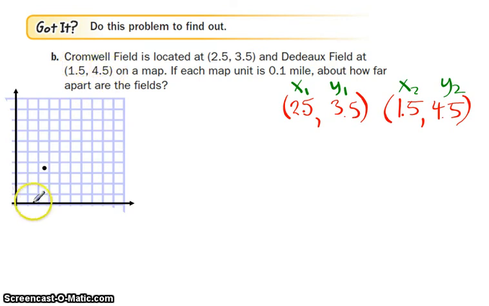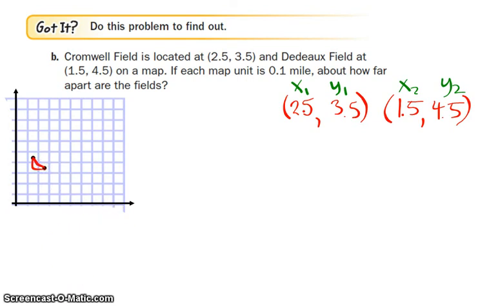So 1.5 is right here. Then we're going to go up 4.5. 1, 2, 3, 4.5. Okay, there are 2 points. So let's go ahead, let's make this a right triangle. Okay. We're finding the distance from this point to this point.